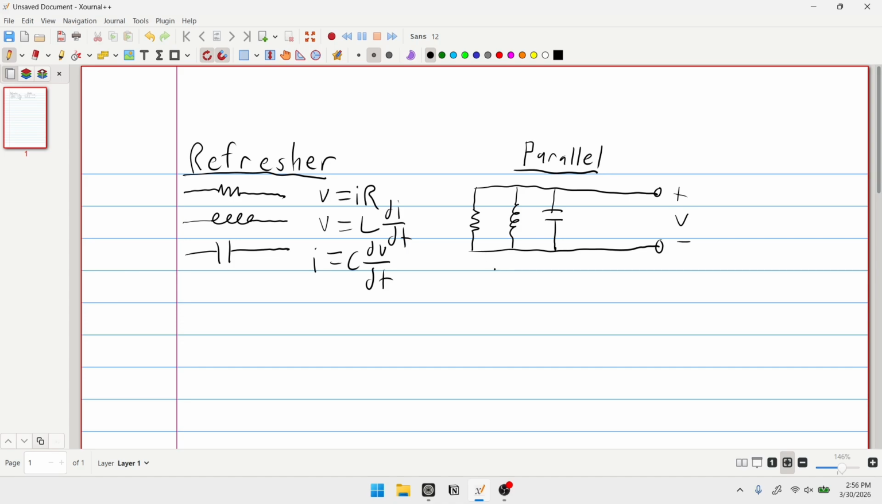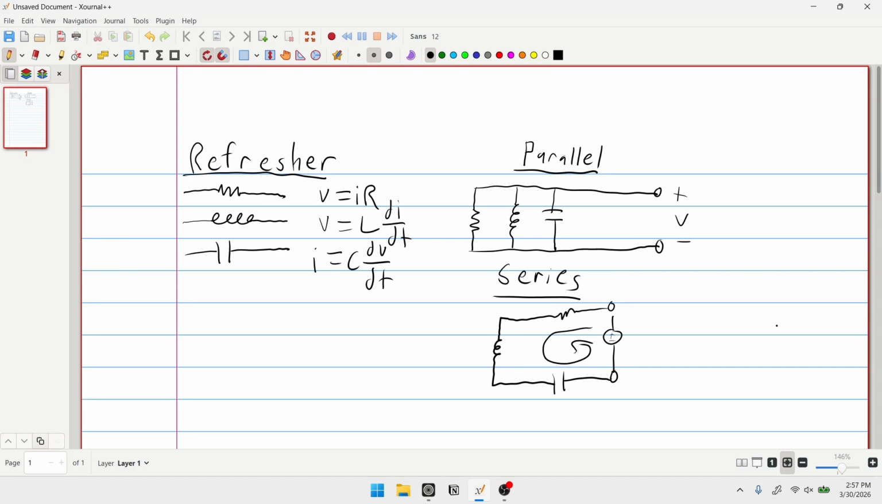And for series, we're looking at all of them sharing the same current. So resistor, inductor, and capacitor. Sorry about my bad drawing, but as you can see, typically we'll add a voltage source here, and they all share the same current, right?